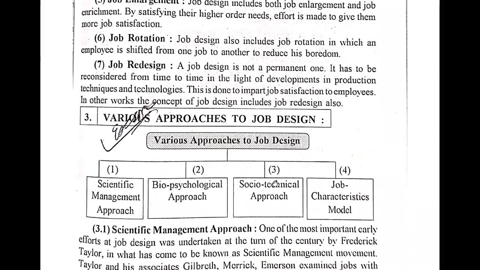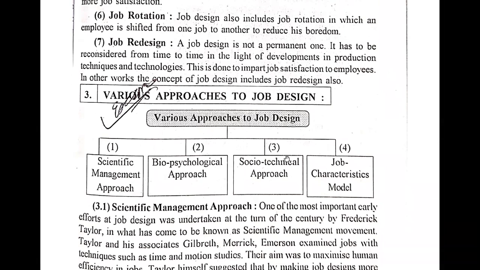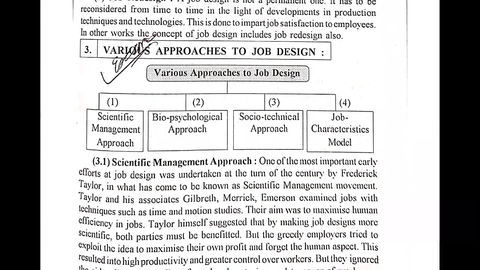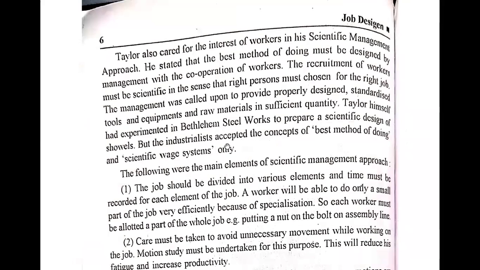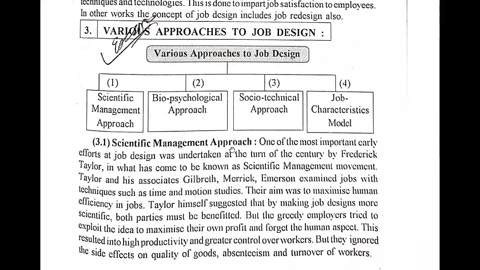So, guys, here we will see various approaches to job design. There are certain approaches which are considered in job design, so we need to see them one by one, as this is in your syllabus. Here are four different approaches to job design. The first is the scientific management approach, the second is the biopsychological approach, the third is the socio-technical approach, and the fourth is the job characteristics model.